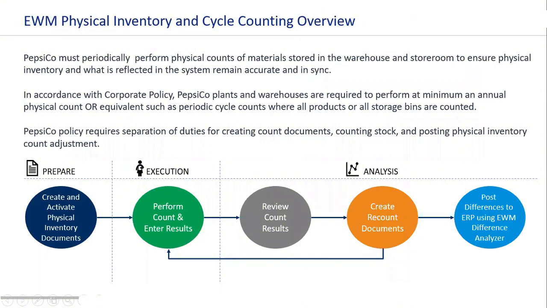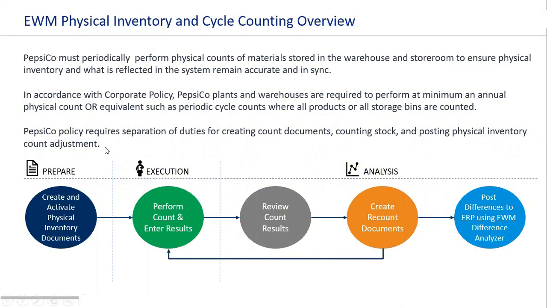So PepsiCo must periodically perform physical counts of materials stored in the warehouse and storeroom to ensure physical inventory and what is reflected in the system remains accurate and in sync. In accordance with corporate policy, PepsiCo plants and warehouses are required to perform a minimum of an annual physical count or equivalent, such as periodic cycle counts where all products or all storage bins are counted. PepsiCo policy requires separation of duties for creating count documents, counting stock and posting physical inventory count adjustments.